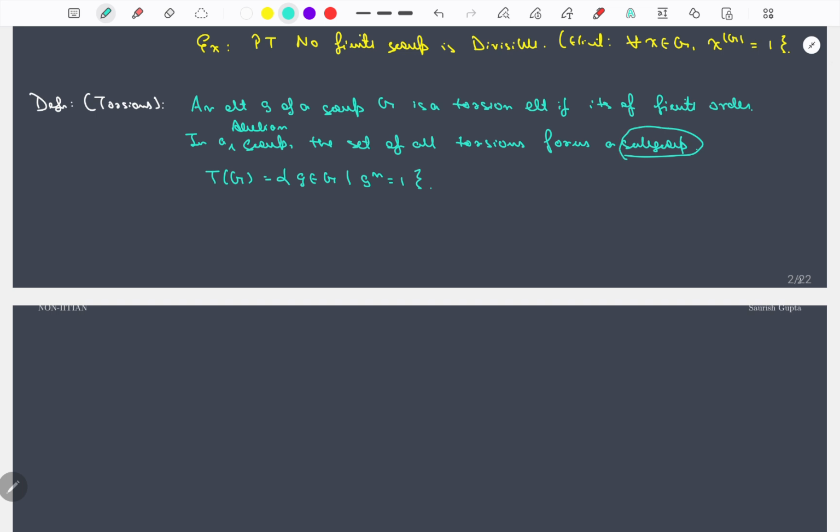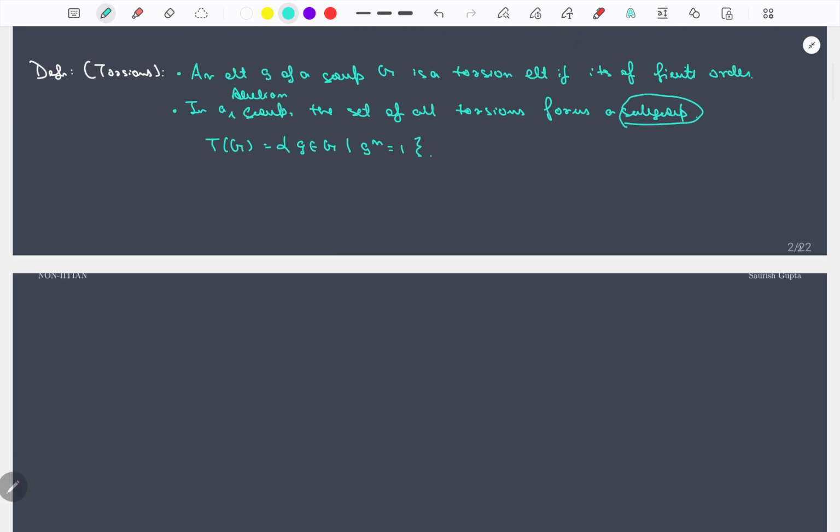For example, you can take a group of words formed by two alphabets. You can take both of them to be finite, but you can just keep multiplying them. That won't be of a finite order. Okay, is it clear? So it's necessary that for the torsion group, for the collection of torsion elements to be a subgroup, you need the group to be abelian. So let me just mark them up.